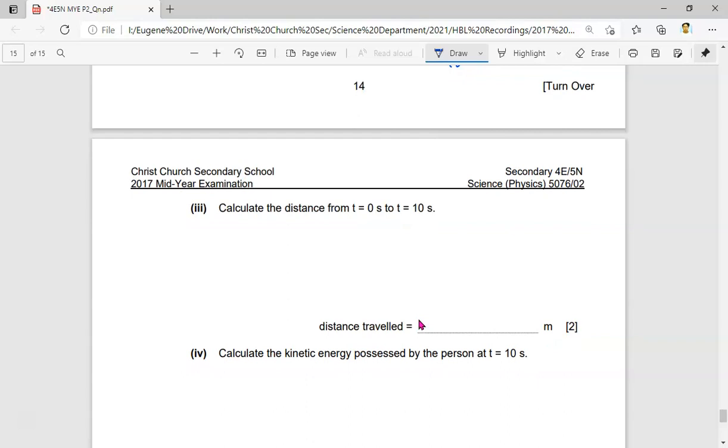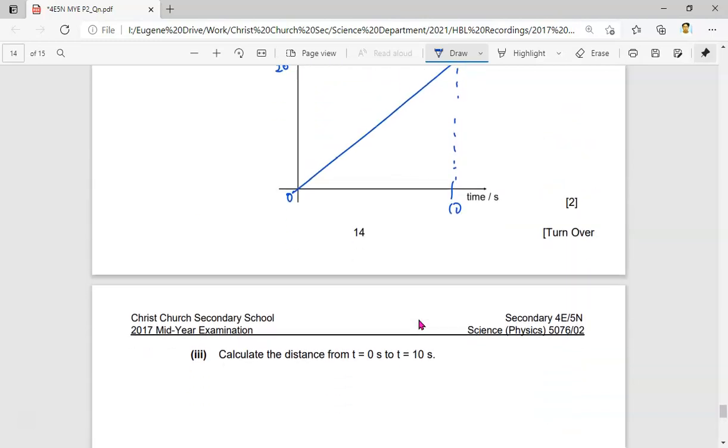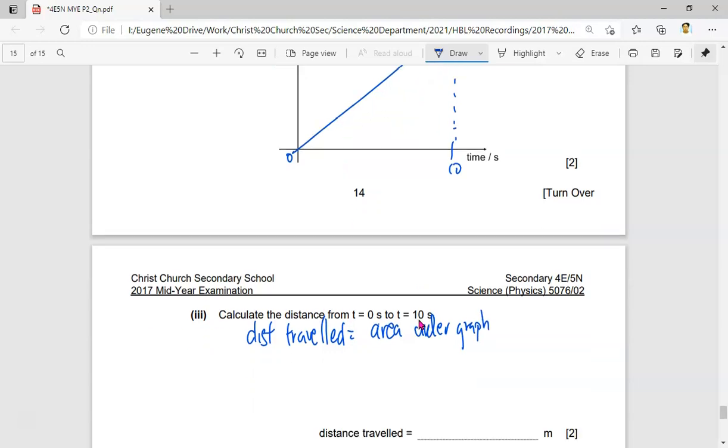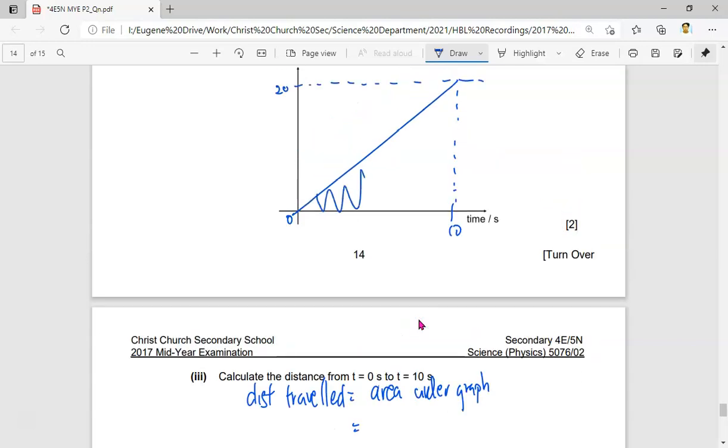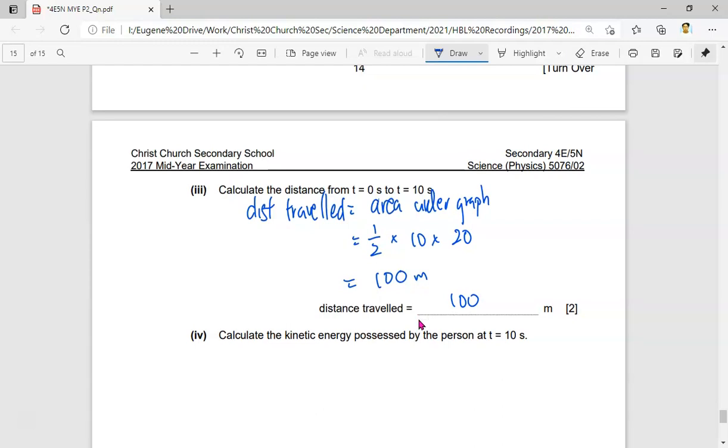Calculate the distance from t equals 0 to t equals 10 seconds. So what's the distance traveled over here? For a speed-time graph, to find the distance traveled, it's not to take the speed times time, but we use the area under the graph. Generally, whenever you have a kinematics question and you want to find the distance traveled, use the area under the graph. So I need to find this area over here. I'll take a half because it's a triangle. So it's a half times the base, which is 10, times the height, which is 20. What I'm going to get is 100 meters. So the distance traveled is 100 meters.